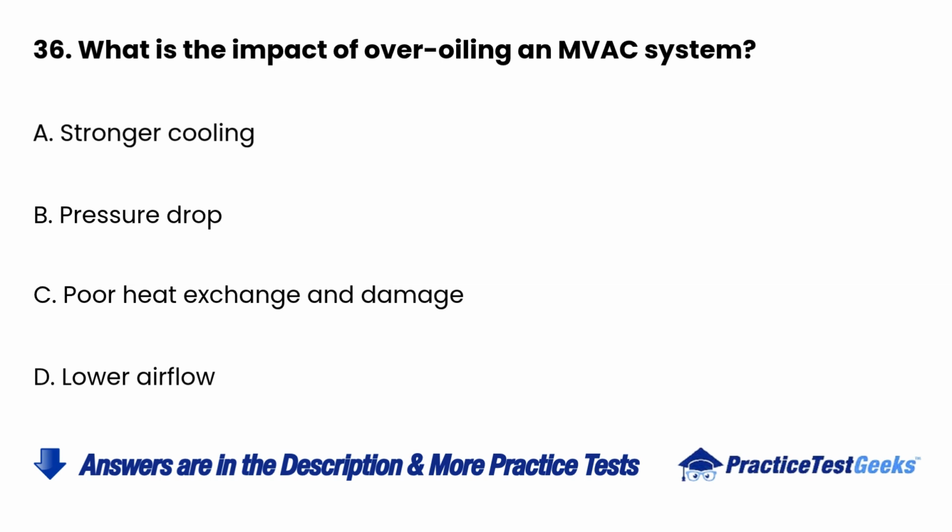36. What is the impact of overoiling an MVAC system? A. Stronger cooling. B. Pressure drop. C. Poor heat exchange and damage. D. Lower airflow.